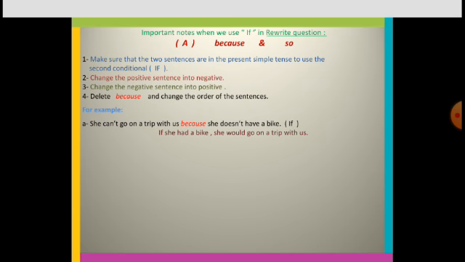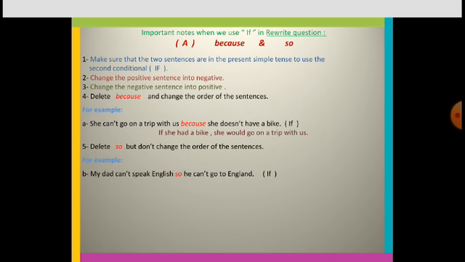What about so? I must follow the 3 steps above and then delete so, but don't change the order of the sentence. For example, my dad can't speak English, so he can't go to England. Use if.